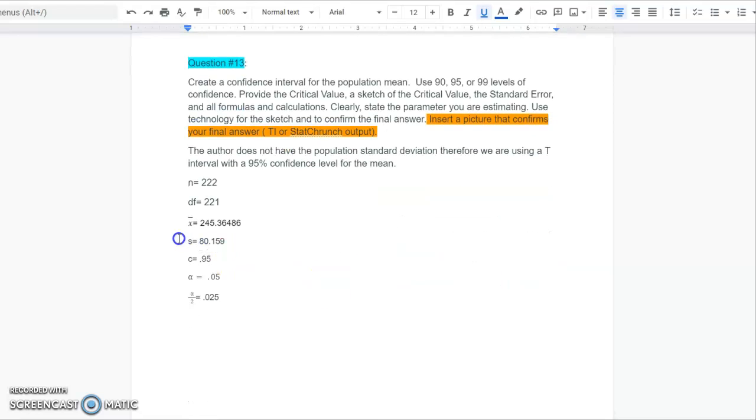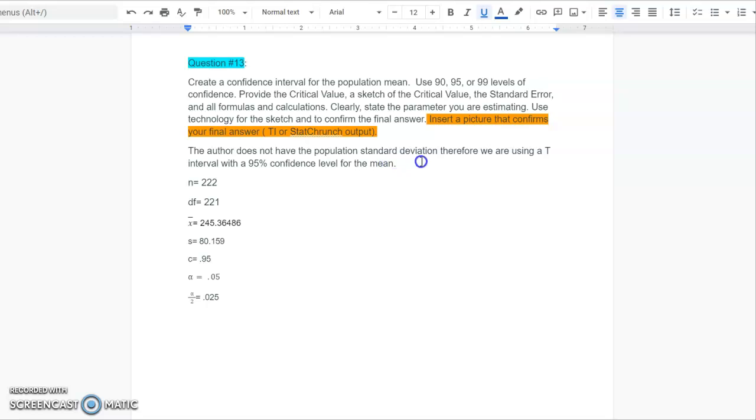And finally, for question 13, create a confidence interval for the population mean. Use 90, 95, or 99 levels of confidence. Provide the critical value, a sketch of the critical value, the standard error, and all formulas and calculations. Clearly state the parameter you are estimating. Use technology for the sketch and confirm the final answer. Insert a picture that confirms your final answer. We can use the TI or the StatCrunch output.